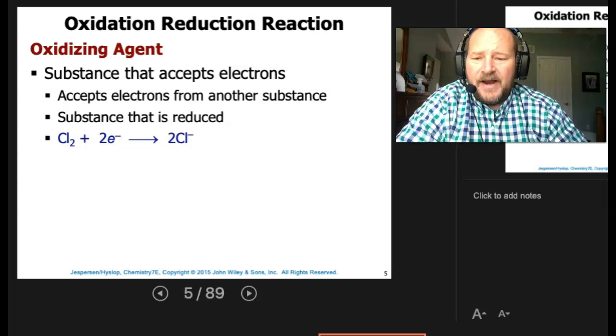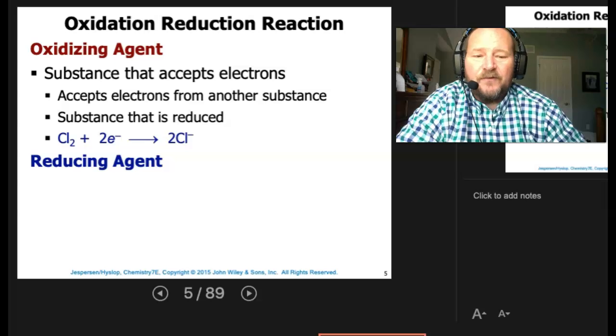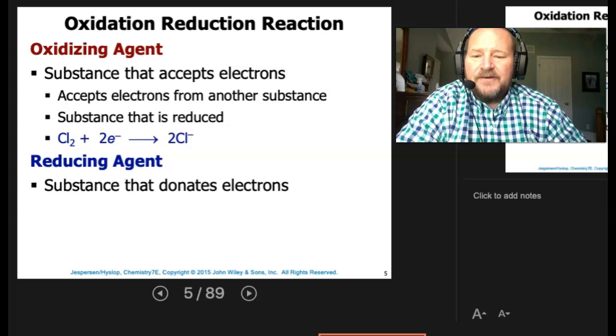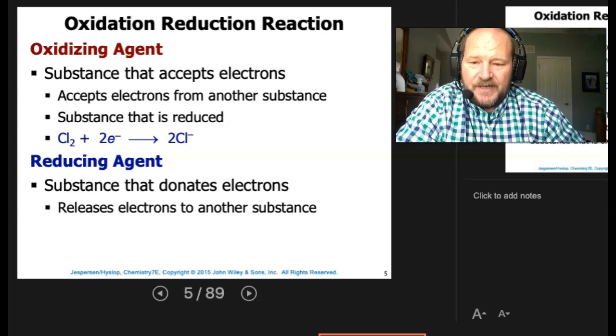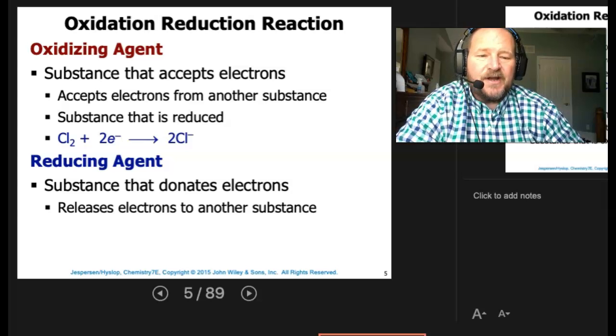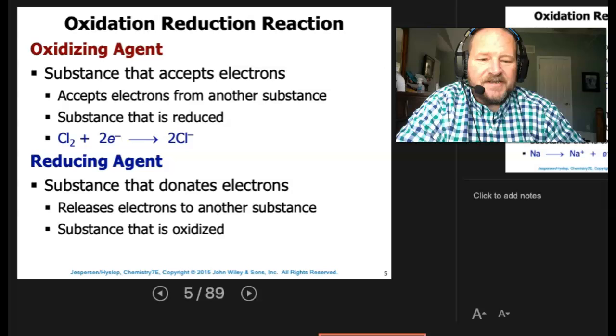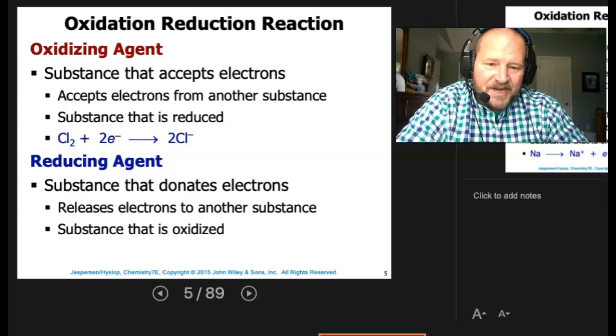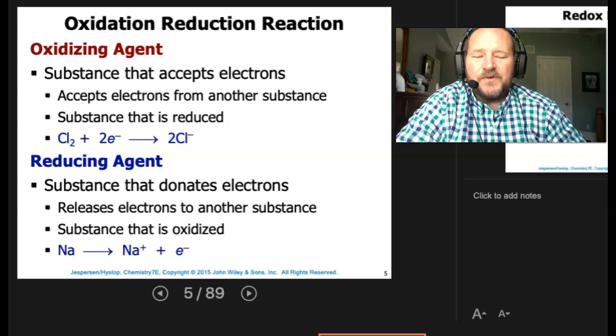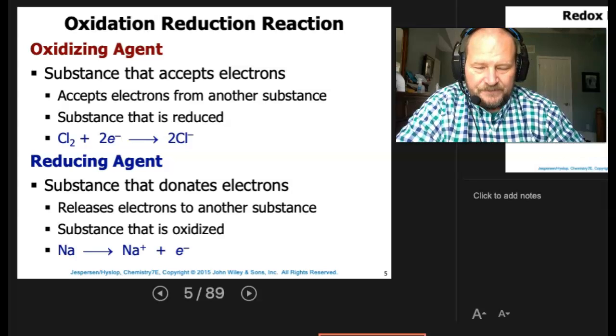Now, the other half of that means that we'd have a reducing agent. There's a substance that had to donate the electrons. That would be our reducing agent. So it's going to cause the reduction, right? It's going to release the electrons to another substance. This is going to be the substance that is oxidized. So if the chlorine was the oxidizing agent, then sodium was going to be our reducing agent.